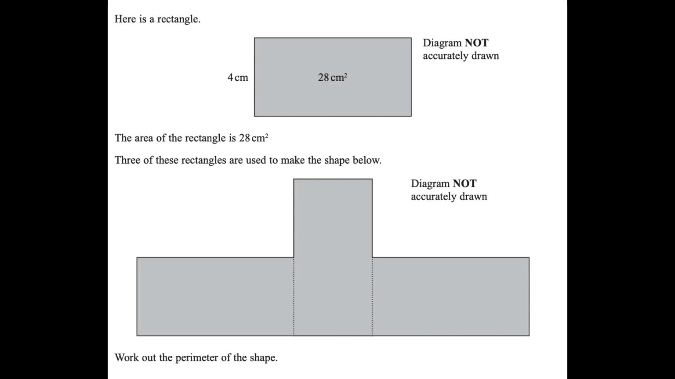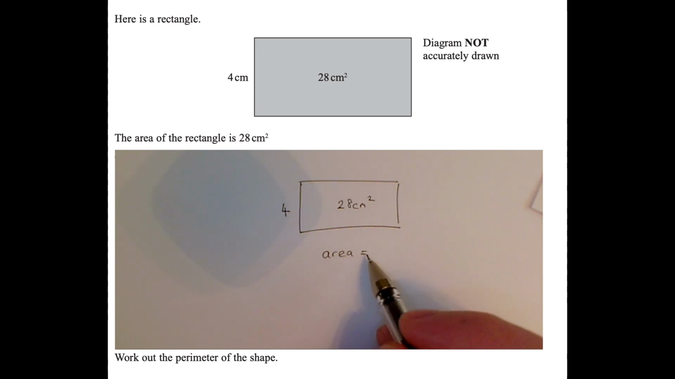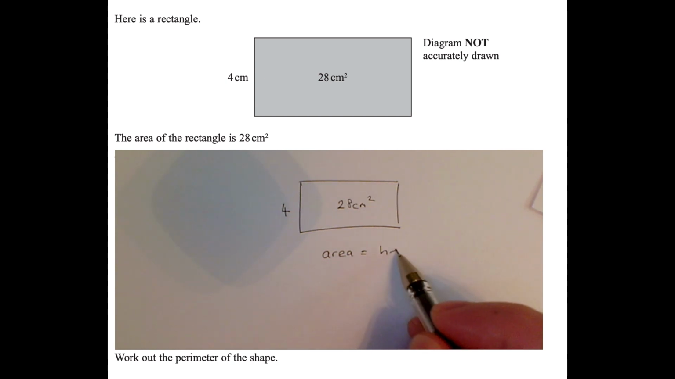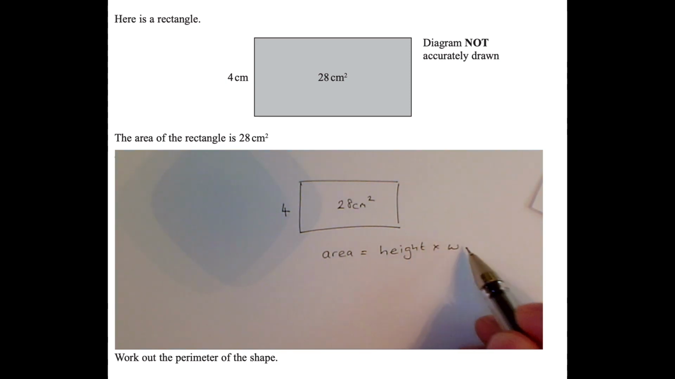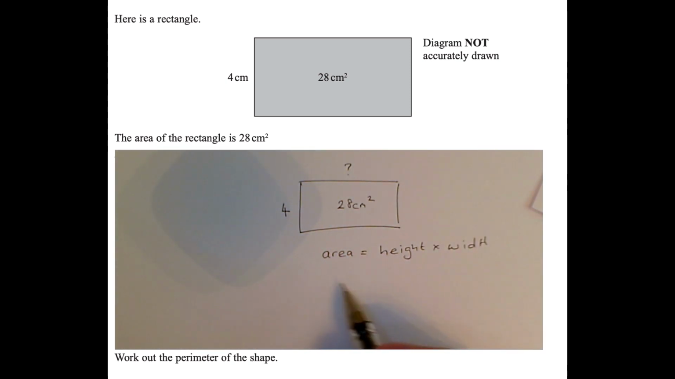Okay, so we've got a perimeter question here, and the first thing I can see is this rectangle, which makes a bigger shape later on. So I've been told the height, and I haven't been told the width, but they have given me the area. Now I know the area is equal to the height times the width. It's a rectangle's area, isn't it? So the area is 28, because it tells us in the rectangle.